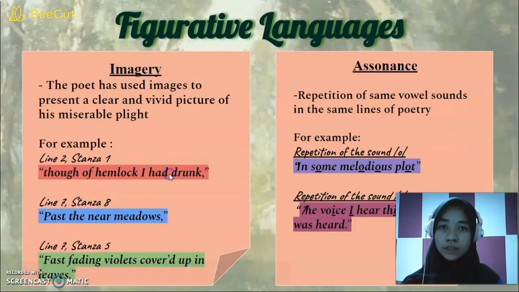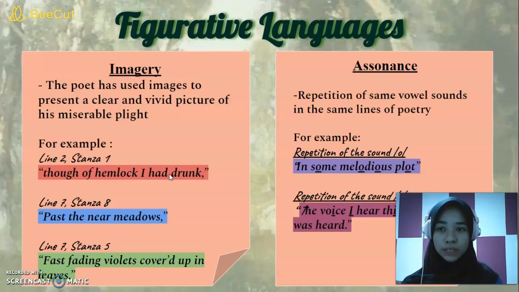So the second figurative language will be imagery. The poet has used imagery to present a clear and vivid picture of his miserable plight. For example, in line 2, stanza 1, "though of hemlock I had drunk." The poet feels woozy and numb. Imagine him swaying back and forth and kind of drunk and out of it.